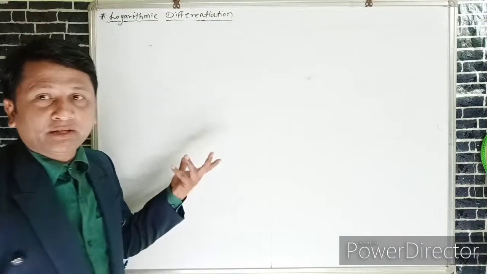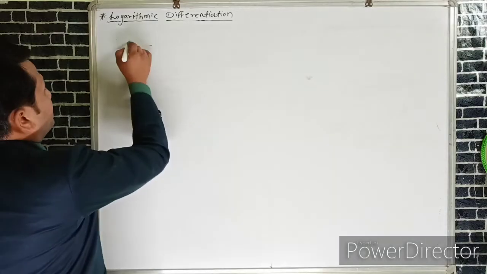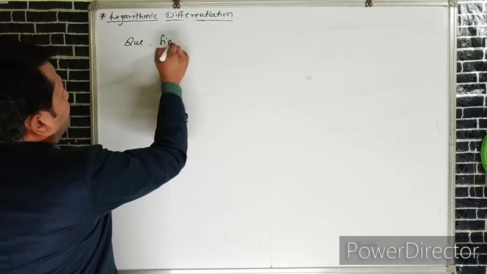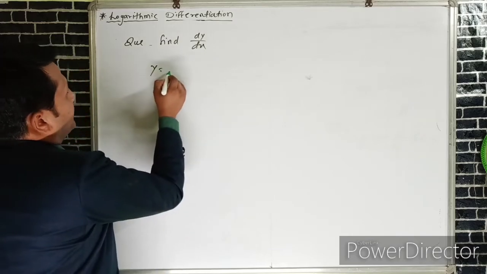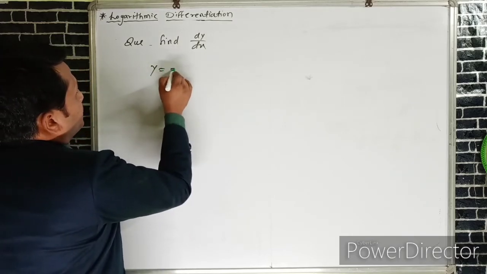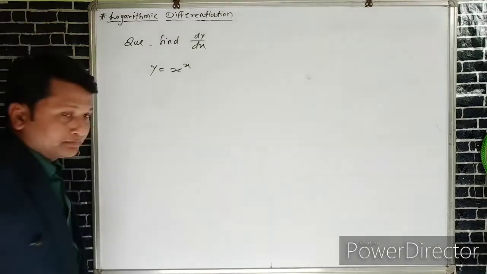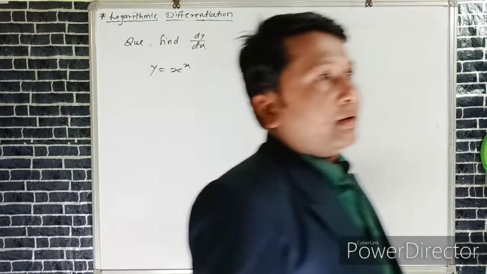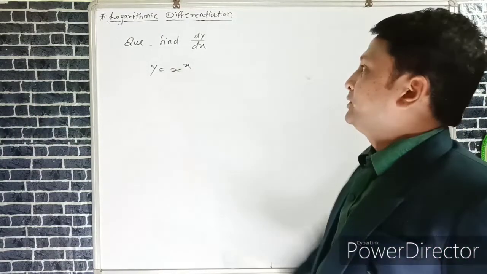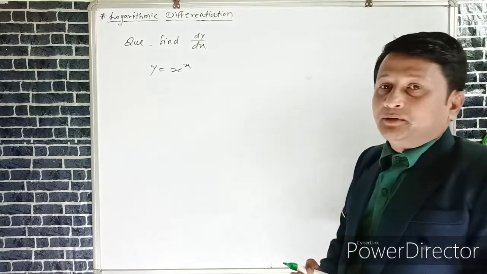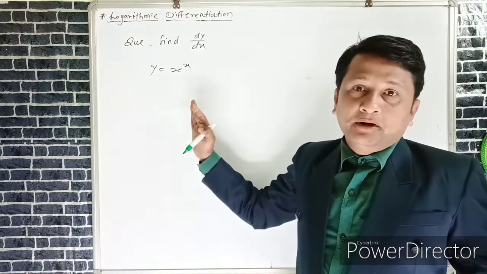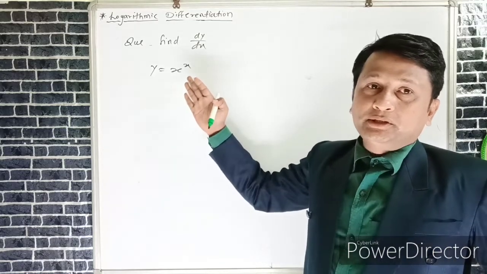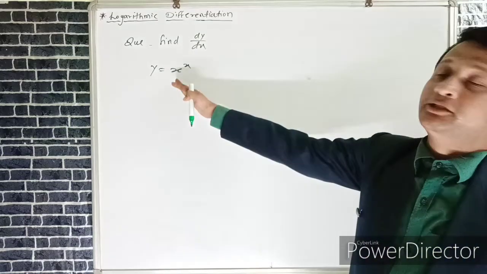For example, if the question is to find dy by dx and the given function y is equal to x raised to the power x, and we differentiate the given function with respect to x, there is no rule of derivative for f(x) raised to the power g(x), or x raised to the power x.